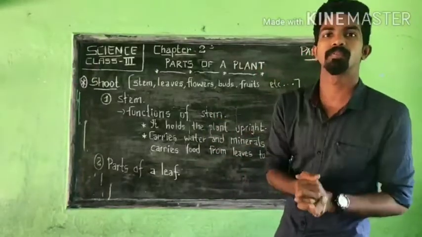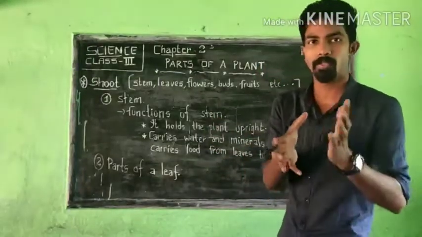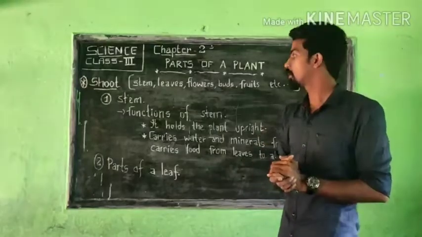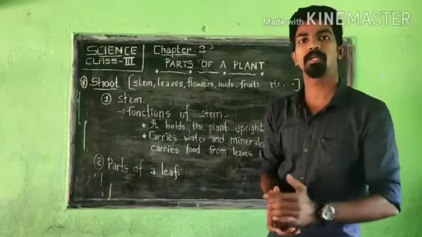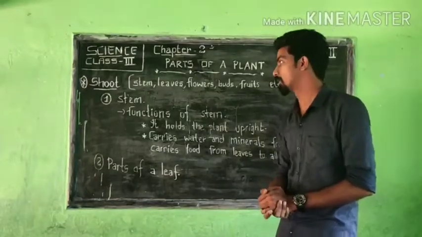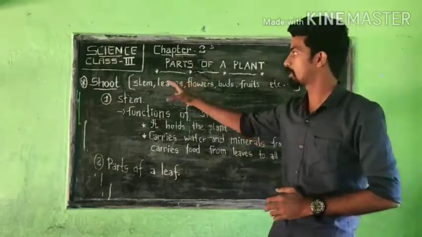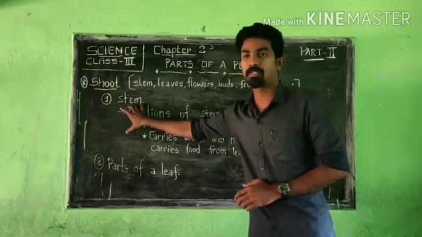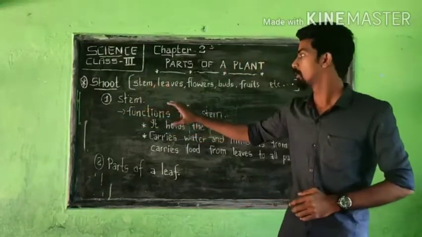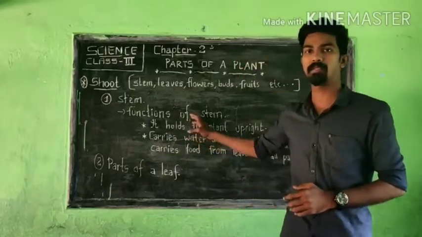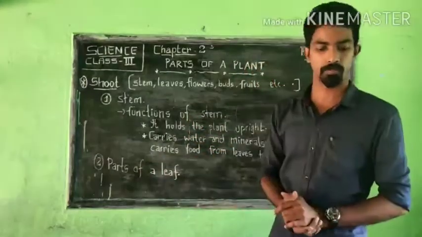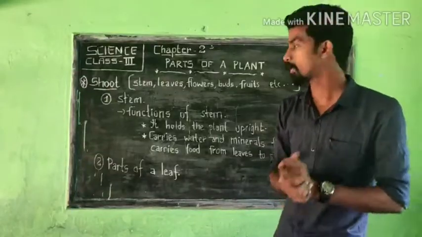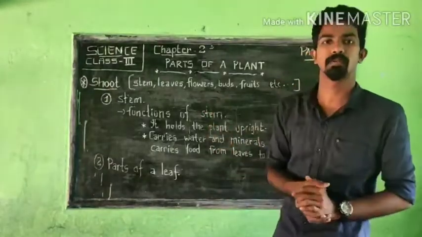This is only a 10 or 15 minute video. As you know, the lockdown is there, so I will give you only a little portion to study. This is the second video, and you will get one more video in which we will complete this chapter. Today we will study the shoot system, and in it the stem and the functions of the stem. The second small topic is the parts of a leaf.